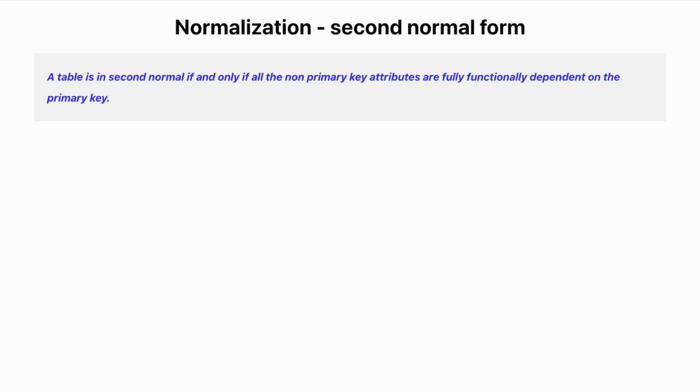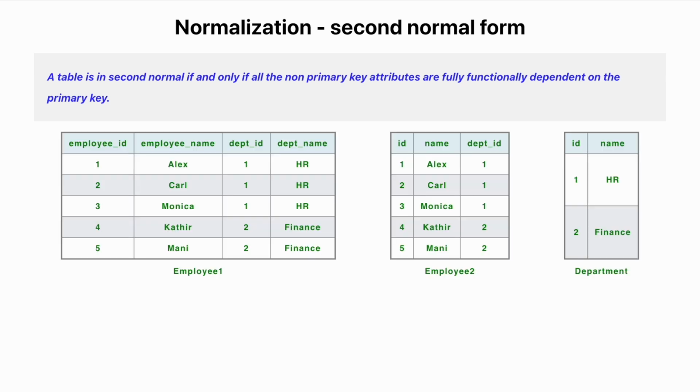Second normal form. A table is in second normal form if and only if all the non-prime key attributes are fully functionally dependent on the primary key. For example, instead of storing employees and departments in the same table, we can split it into two tables. When the table is not in its second normal form, storage space will be wasted. When there are 1000 employees present in each department, then 1000 records with duplicate department name will be created. It suffers from three anomalies: insertion, deletion, and updation anomalies.